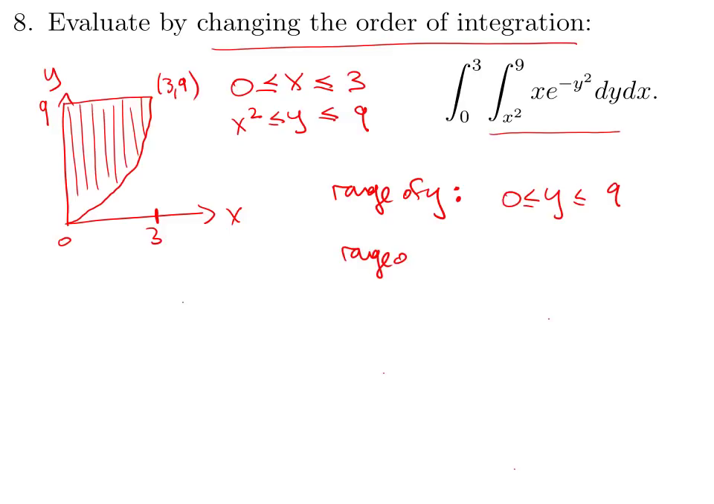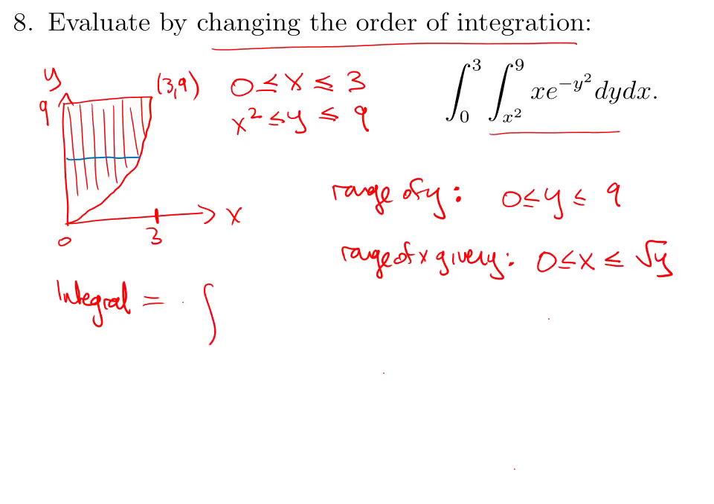And now what's the range of x given y? That corresponds to asking, if I fix a horizontal line here, what's the range of x that I see? Well, it starts at 0 and it goes until this curve, y equals x squared. So x is at least 0, and at most the point on this curve. And if y equals x squared, then x equals square root of y.